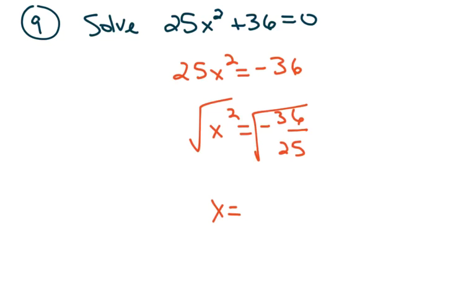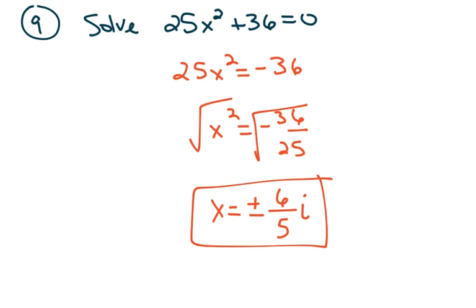And the square root of 36 over 25 is easy because it's just the square root of 36 over the square root of 25. You put a little i because you took the square root of a negative. And we always put plus or minus. If you forget about the plus or minus, remember that all imaginary solutions come in pairs, called complex conjugates.